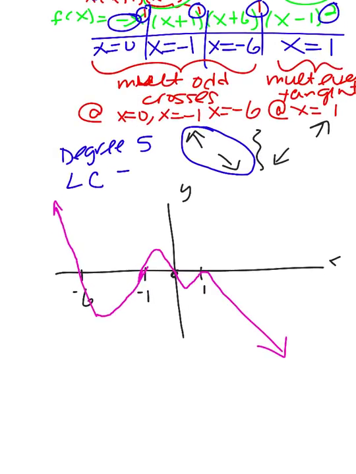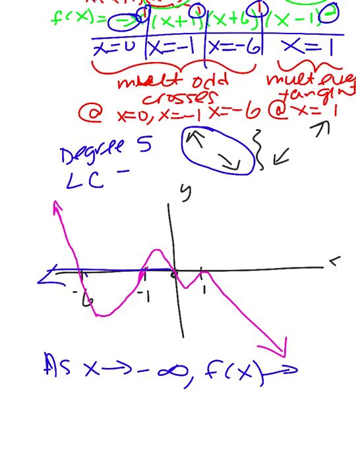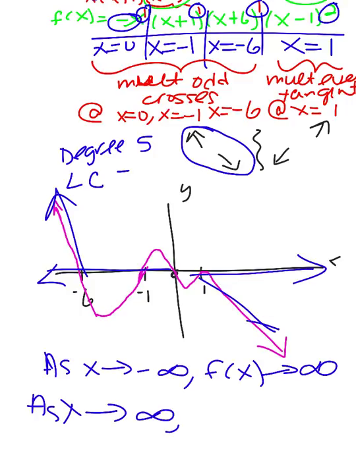So as x goes to negative infinity, so as x goes to the left, my y goes up, so that means it goes to infinity. As x goes to infinity, so as x goes to the right, my y goes to negative infinity. Okay, and let's take a look at number 10.